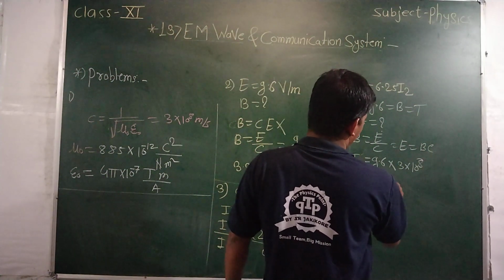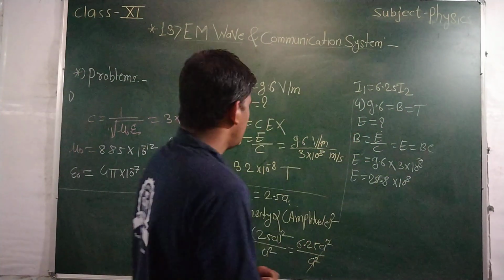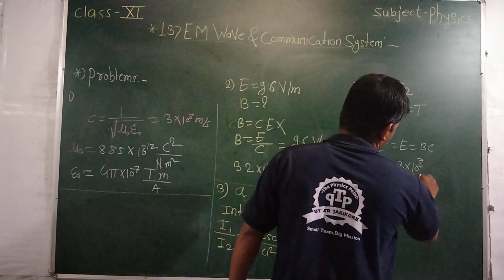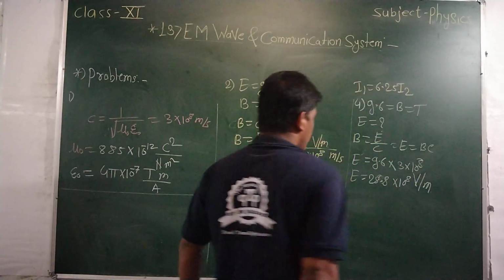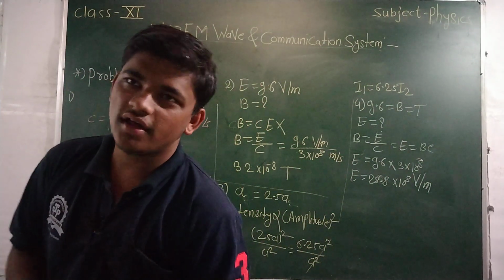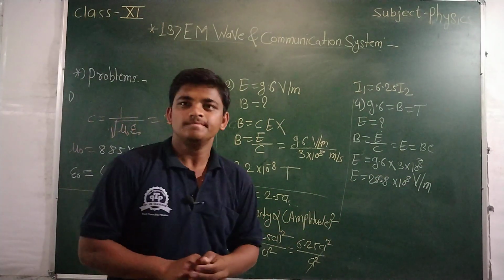28.8 into 10 raised to 8, 28.8 into 10 raised to 8 volt per meter. This is the electric field. This is all about the electric field.